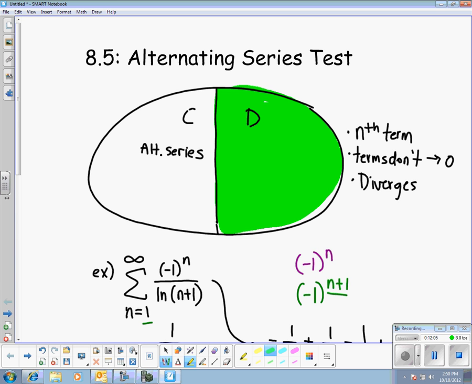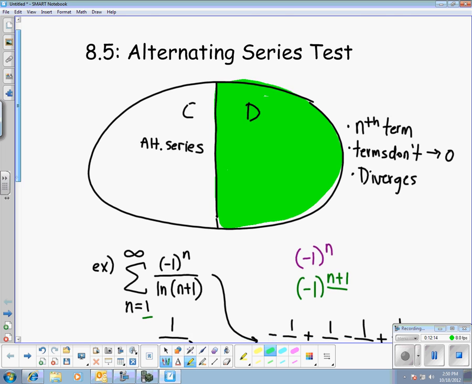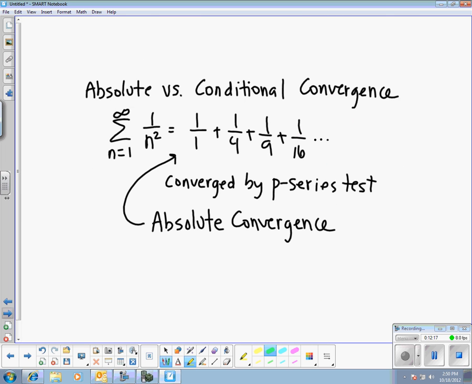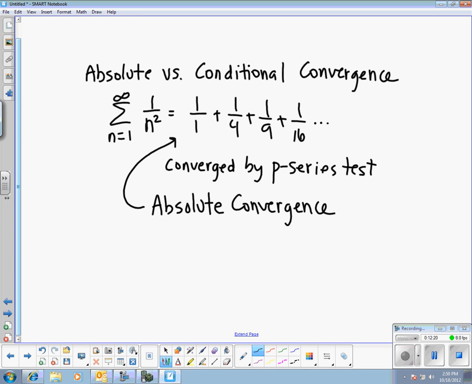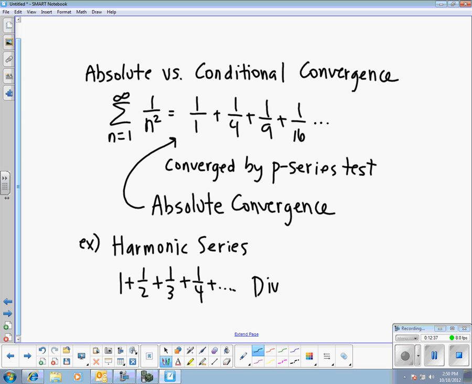But if its terms do go to zero and it diverges, then we make it alternate, and that makes it converge. So any divergent series whose terms do go to zero is called conditional convergence. A perfect example is the harmonic series, which is a P series with P equal to 1: 1 plus a half, plus a third, plus a fourth. It diverges because we know the harmonic series diverges. The terms do go to zero, yet it still adds up to infinity.